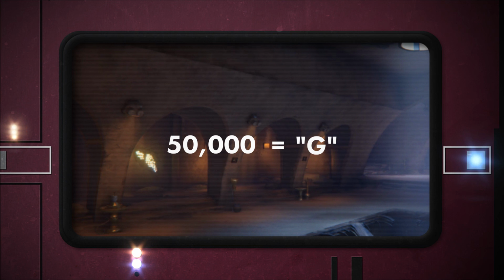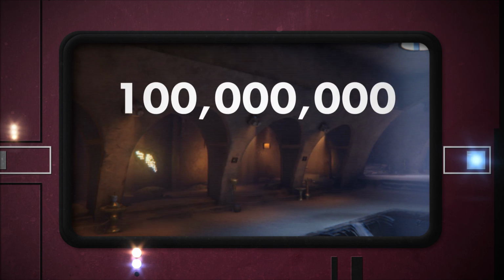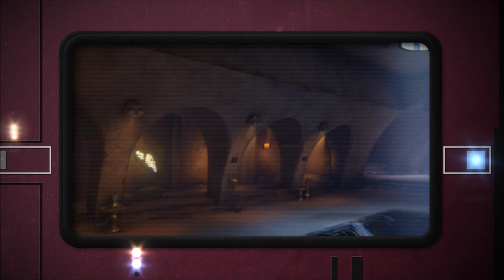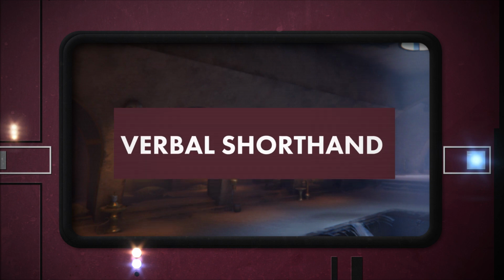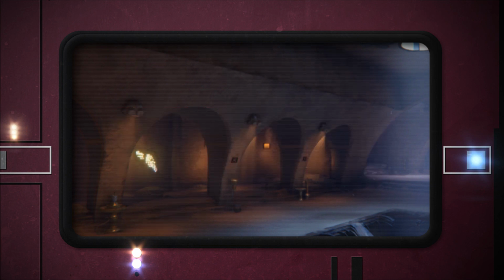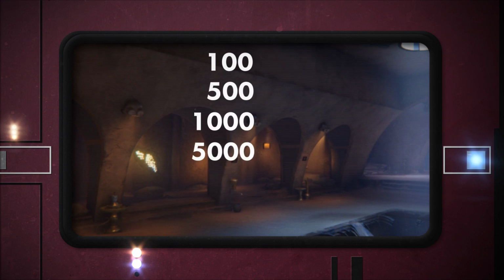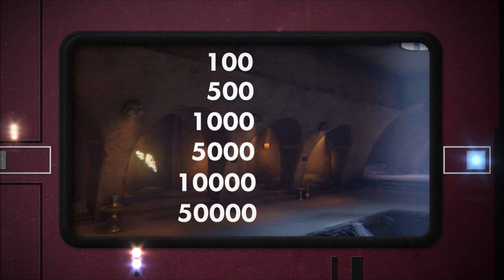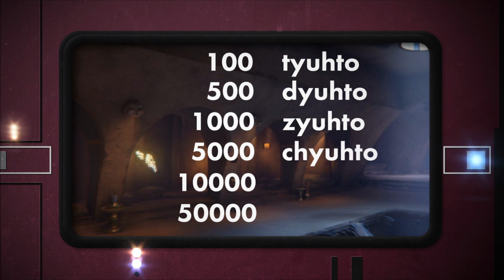In Mandarin Chinese, the word for 100 million is yi. So a tiny sound for a huge number is not too far-fetched. It's very possible that Ubese has a sort of verbal shorthand for commonly expressed numerical values. Perhaps 100, 500, 1,000, 5,000, 10,000, and 50,000. So here's my quick number chart for shorthand transaction totals. Tioto, tioto, zioto, chioto, ioto, gyoto. There's our gyoto.